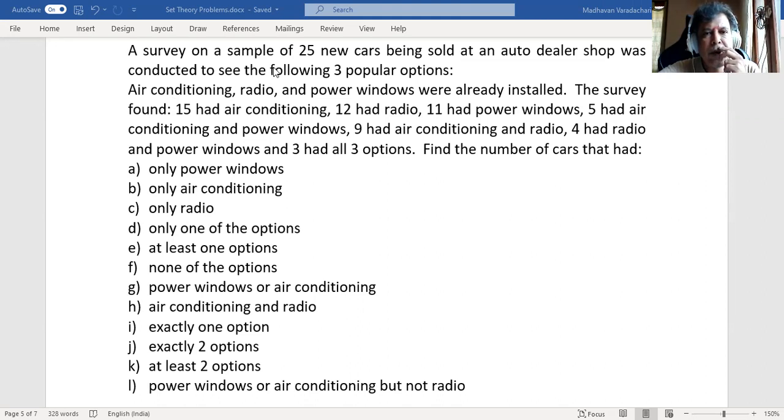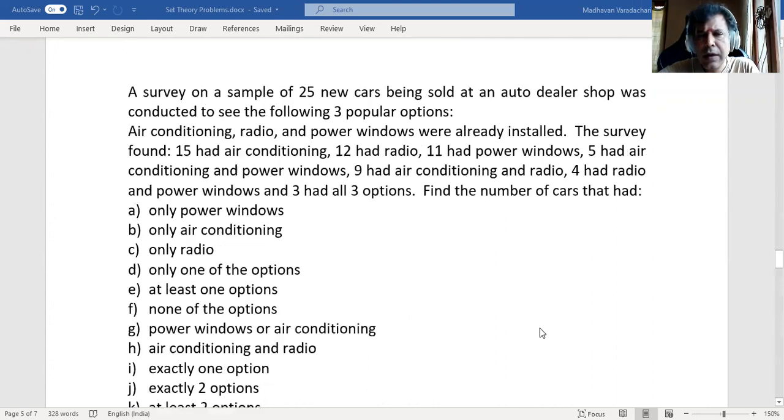A survey on a sample of 25 new cars being sold at an auto dealer shop was conducted to see the following three popular options. Air conditioning, radio, and power windows were already installed. The survey found 15 had air conditioning, 12 had radio, 11 had power windows, 5 had air conditioning and power windows, 9 had air conditioning and radio, 4 had radio and power windows, and 3 had all three options. Find the number of cars that had each of the following. Lot of questions. We'll see all these questions subsequently.